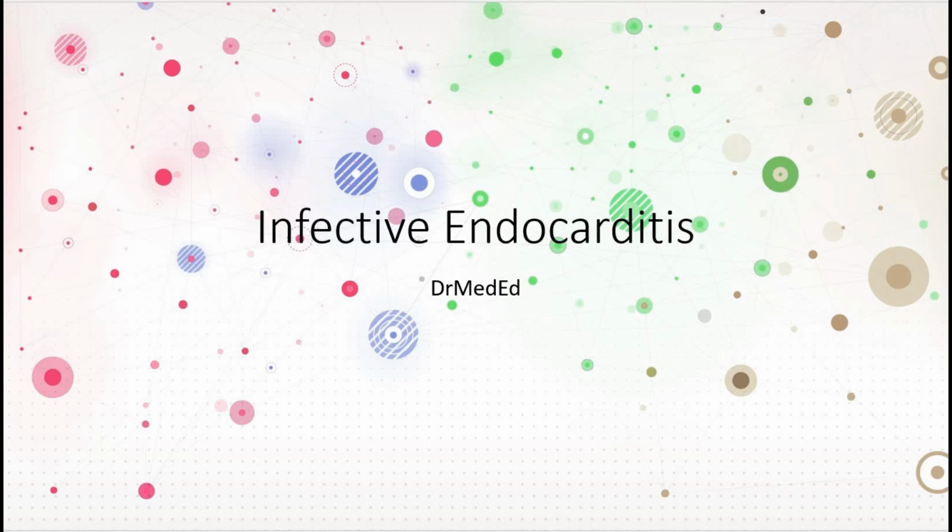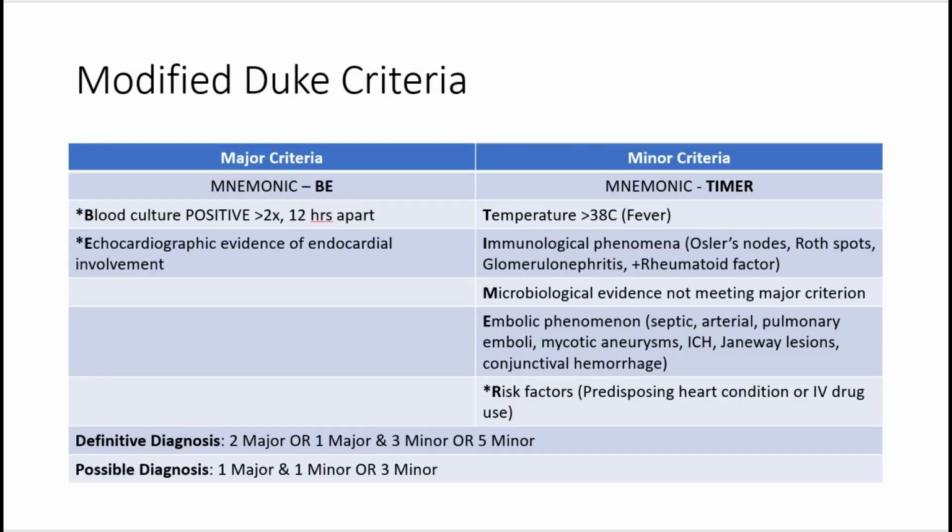Today we'll talk about infective endocarditis. It is the Duke criteria that we use to diagnose endocarditis, and there is a mnemonic called B-E-T-I-M-E-R. B-E are for the major, and T-I-M-E-R are for the minor. The major criteria are blood cultures positive ×2 that are 12 hours apart, or echocardiographic evidence of endocardial involvement, and that can be done on TEE or TTE.